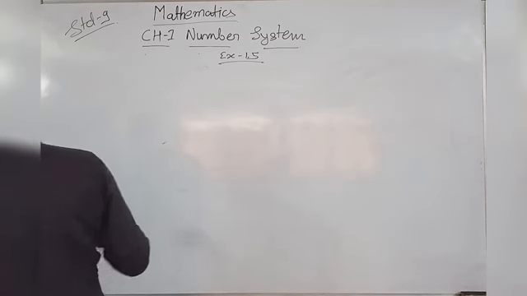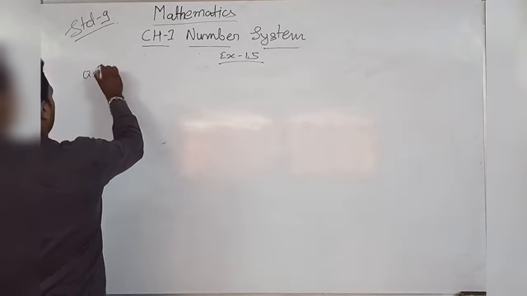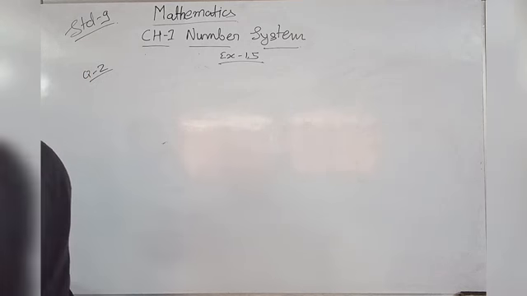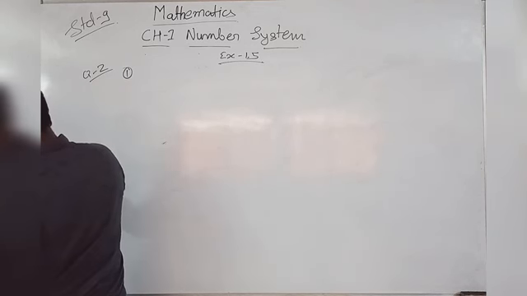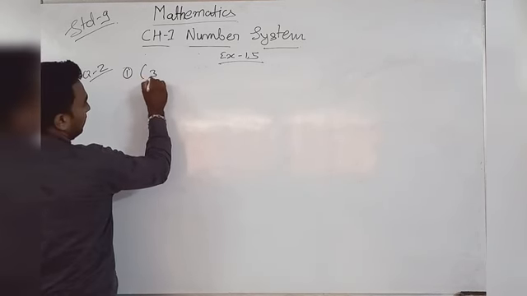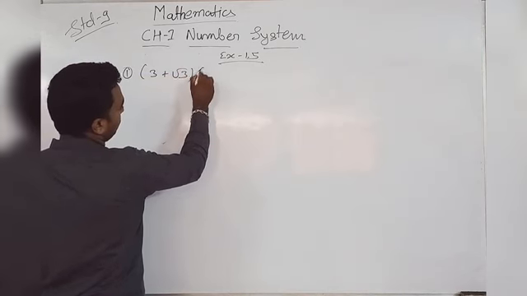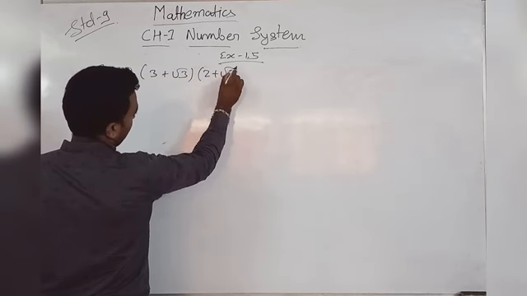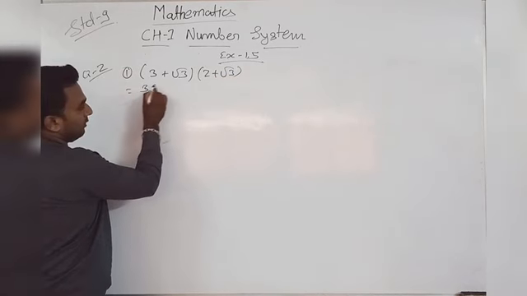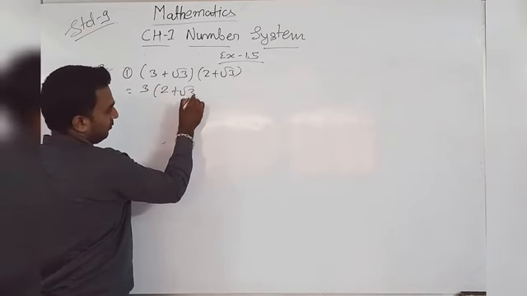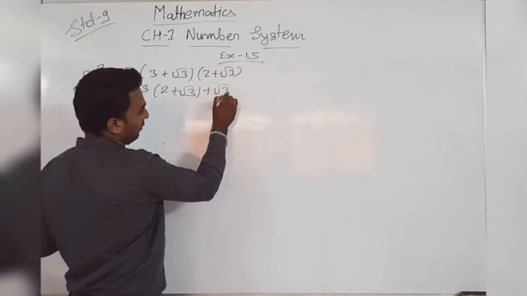Then again question number 2. I will be doing only two sums. First one, that is 3 root 3 plus 2 root 3. Okay, so what is the answer? Again 3 multiplied by the whole bracket plus root 3 multiplied by the whole bracket.